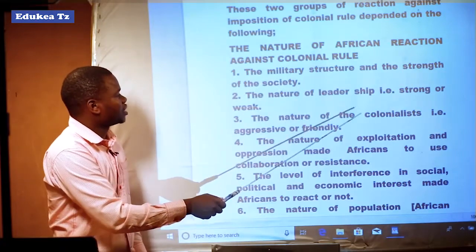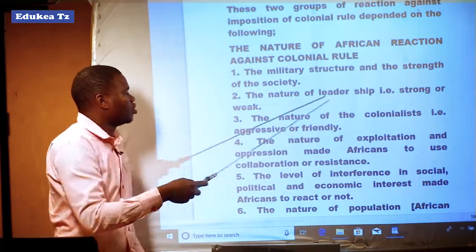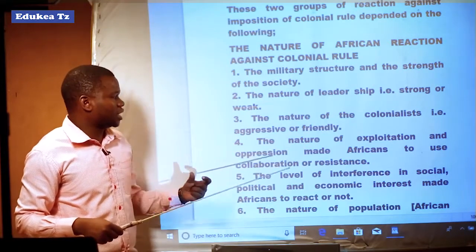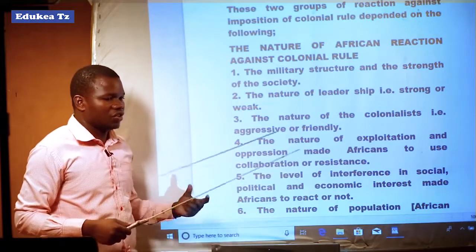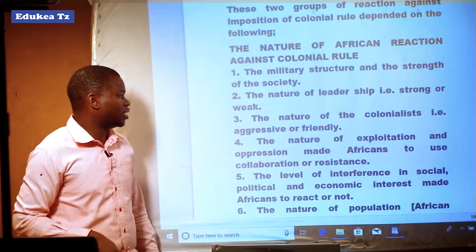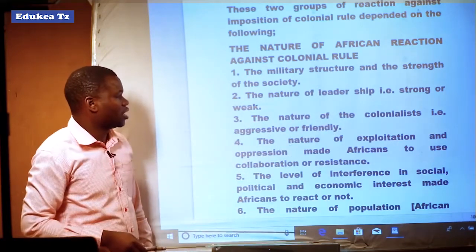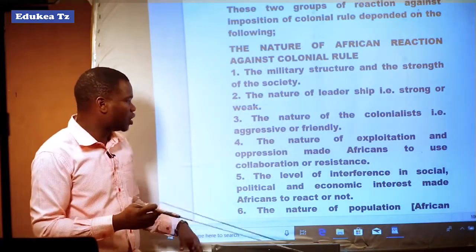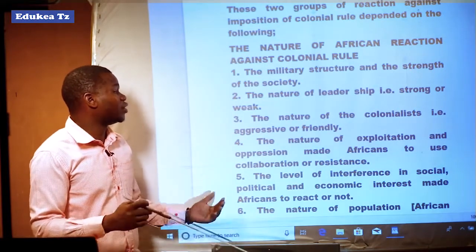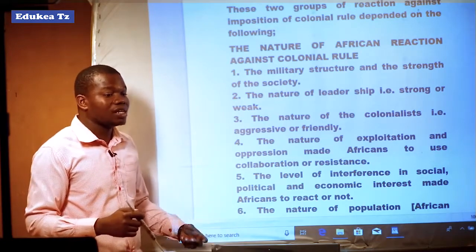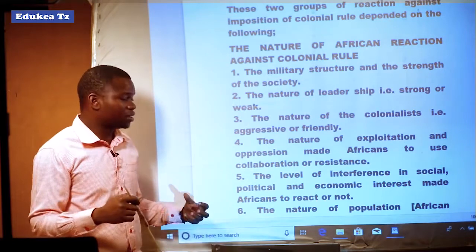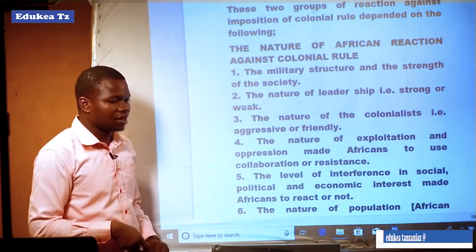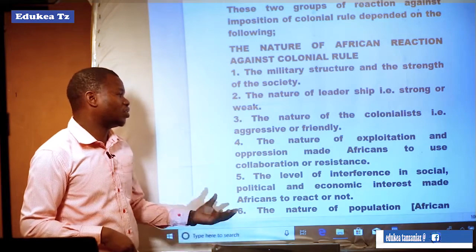The nature of leadership: is the leader strong or weak? A strong leader made the reaction take the form of resistance, while a weak one chose collaboration in order to get support so that they could fight together. Again, the nature of the colonialist: whether they were aggressive or friendly. For those who were harsh and aggressive, Africans resisted them strongly, while for those who were friendly, Africans had nothing to react against, which is why they just made collaboration.